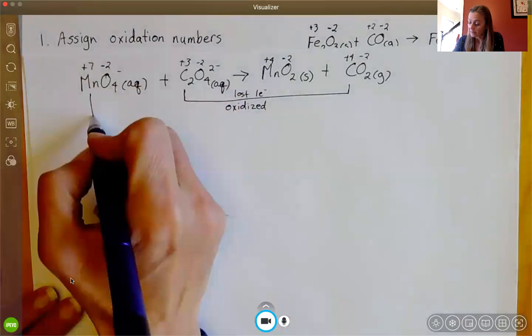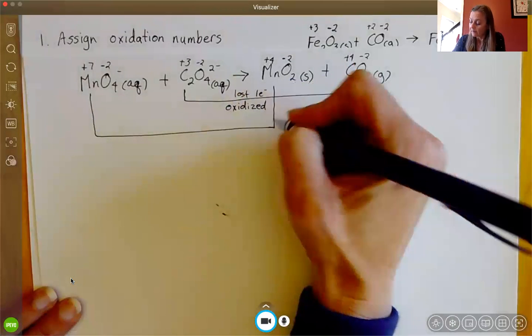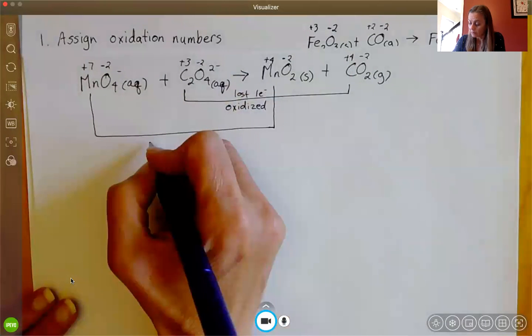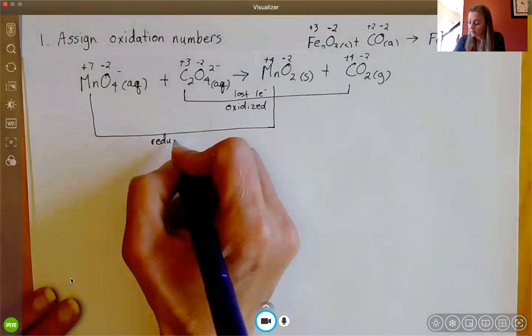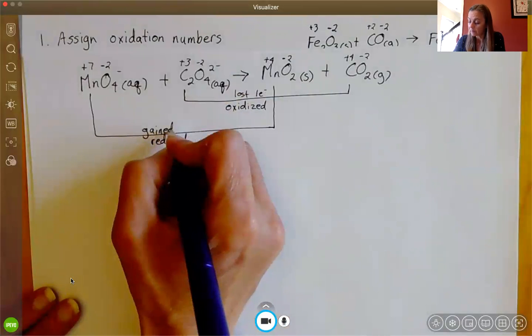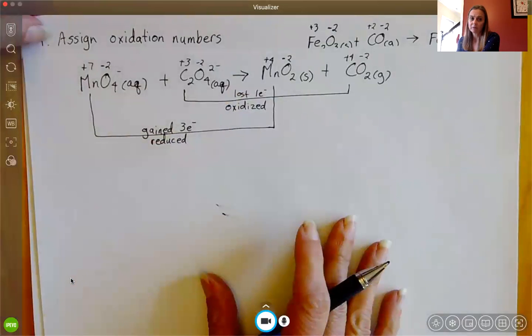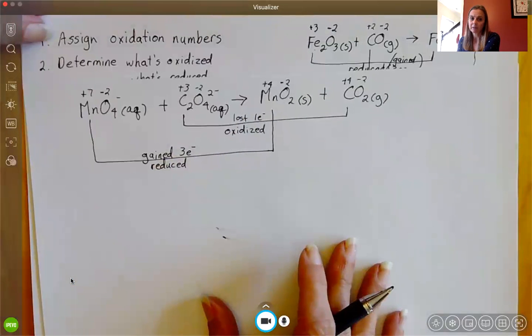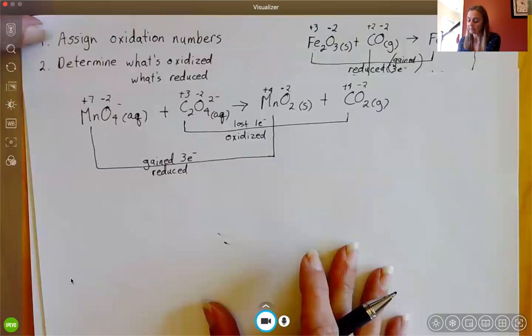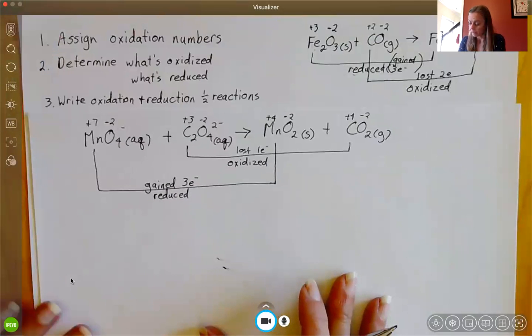And our manganese has gone from +7 to +4. It has been reduced. It has gained 3 electrons. All right, so we've assigned our oxidation numbers. Now we're going to determine what's oxidized and what's reduced. Okay, we've done that. Now we're going to write our oxidation and reduction half reactions.